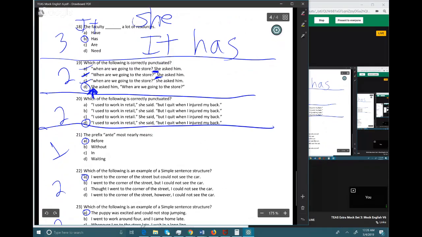20 is quote punctuation, where a big long sentence is split up. And again, we look for capitalization. All of this is one continuous sentence. There are no periods here. So anything that does have a period when it's a continuing quote is out. That got rid of A, B, and C for me.